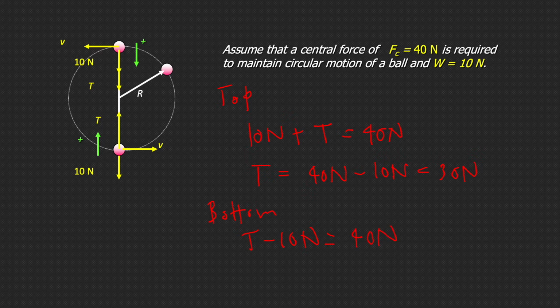Now the tension here is given by, of course, we have to transpose this 10 newtons here. That's why we have 40 plus 10, so that's equal to 50 newtons. So as you can see, the tension at the top is just 30 newtons, while the tension at the bottom is 50 newtons. Therefore, we can see that the tension at the bottom is at the maximum value, or bigger compared to the tension when the ball is at the top of the circle.